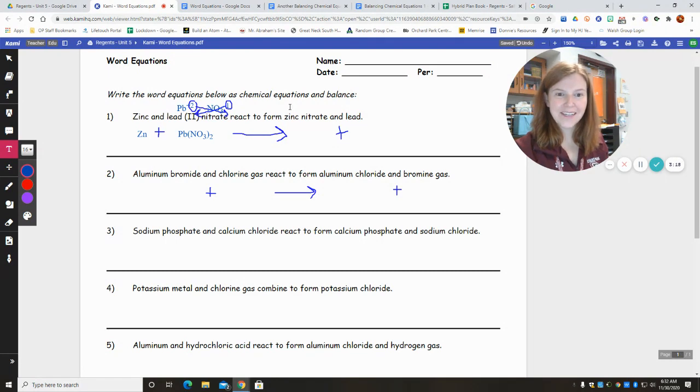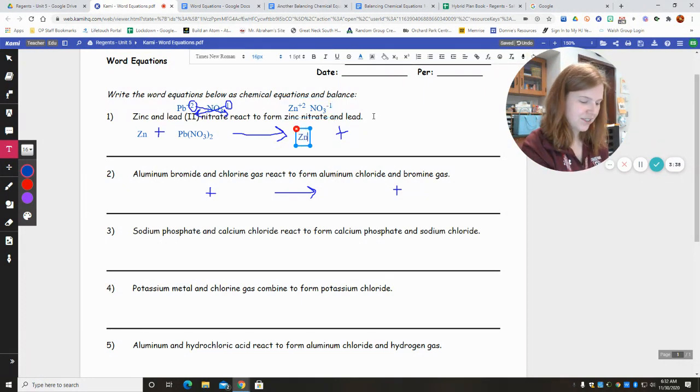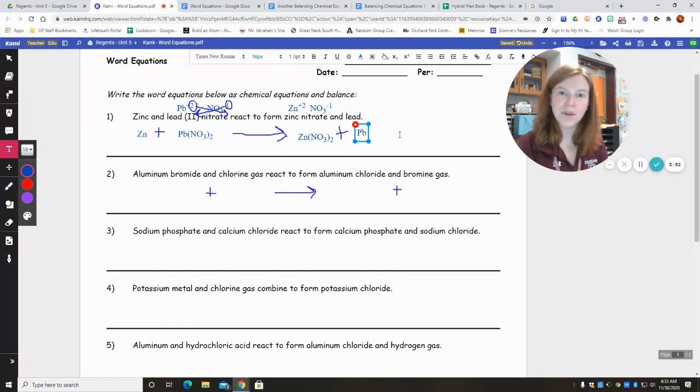So react to form zinc nitrate. So zinc is Zn. I go to my periodic table. I look up the charge on zinc. Zinc is a +2. Nitrate, we already looked up, right, is NO3 with a -1. You think about crossing and dropping there, you're going to get Zn(NO3)2. And lead. Lead is Pb. It is not one of my diatomic elements, my Hinkelbroth elements, so it's just Pb. Okay, that's the first part.